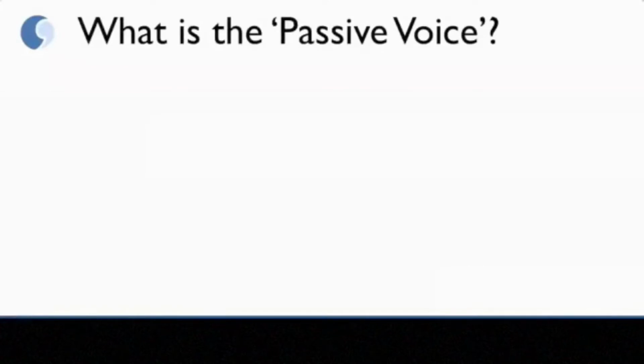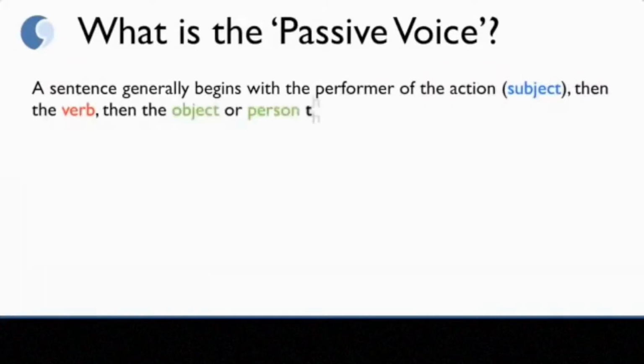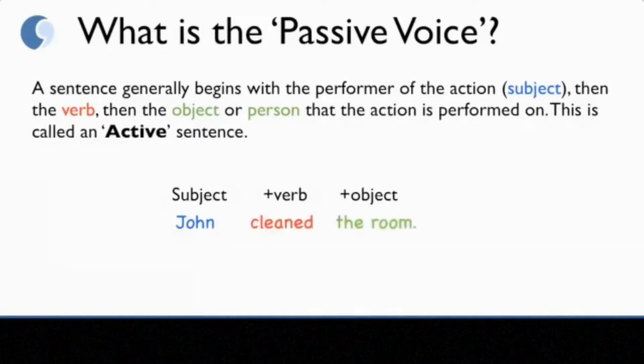What is a passive voice? A sentence generally begins with the performer of the action, which is the subject, then the verb, then the object, or person that the action is performed on. This is called an active sentence. For example, the subject is John, the verb is cleaned, and the object is the room.